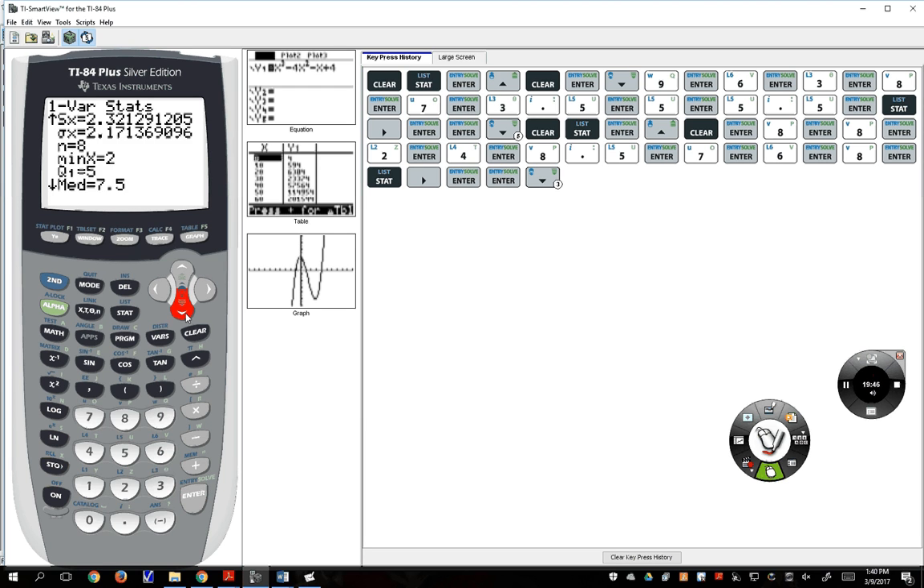The minimum was 2. The first quartile is 5. The median, or second quartile, is 7.5. The third quartile is 8. And the maximum is 8.5.